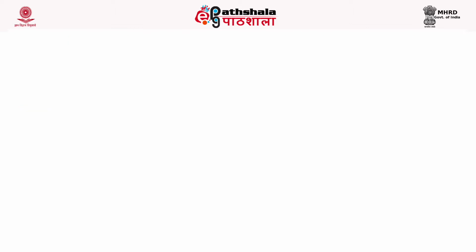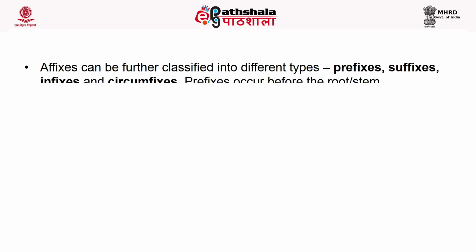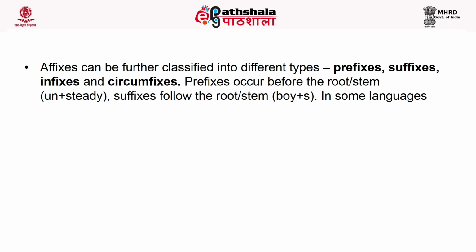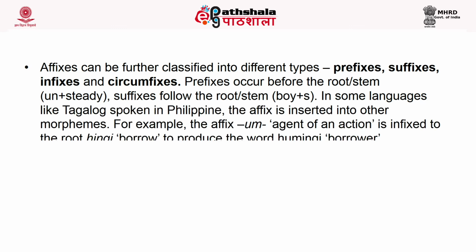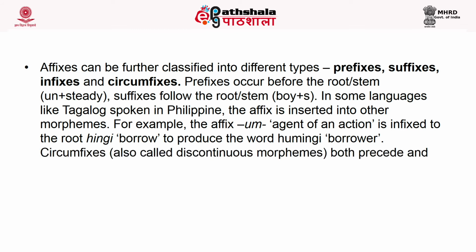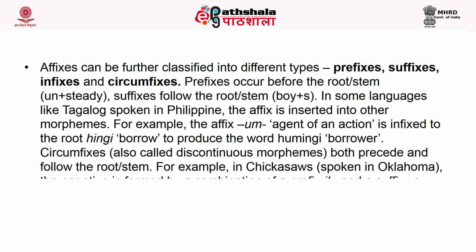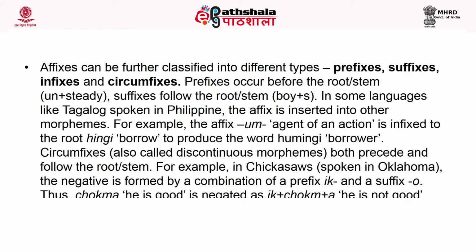There are four types of affixes. One is prefix. Prefixes occur before the root. For example, unsteady. Un is followed by steady. It comes before the root. Suffixes follow the root. For example, cat is the root and you add s and you get cats. Infixes are inserted into other morphemes.